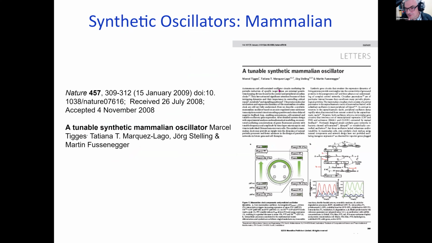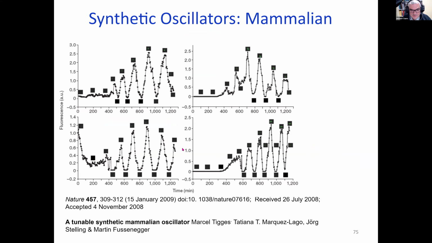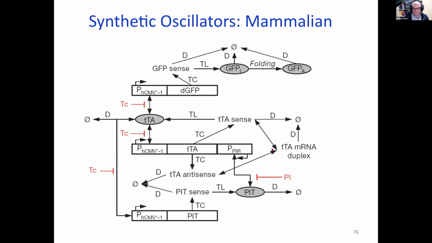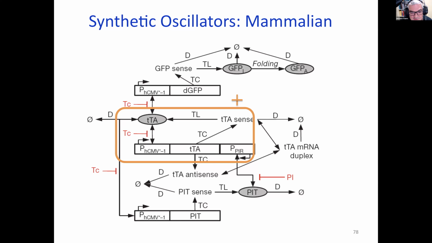The other one I can mention is this nice one here. This is a synthetic mammalian oscillator. It's from a German group. This is a lot more complicated, but it produced some nice oscillations. This is also a relaxation oscillator. This is the circuit, and it looks very complicated, but let me see if I can show you the bits.